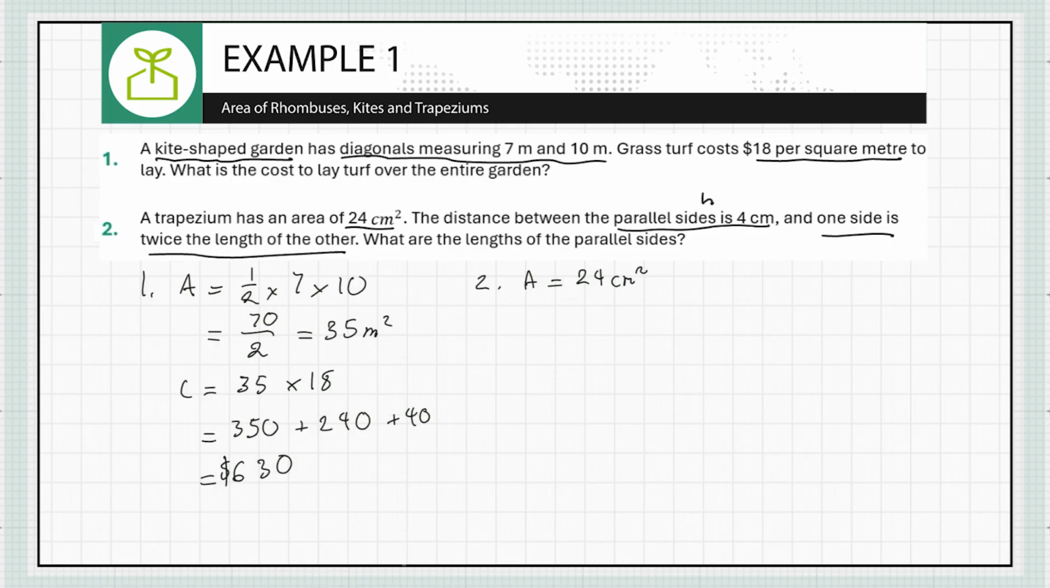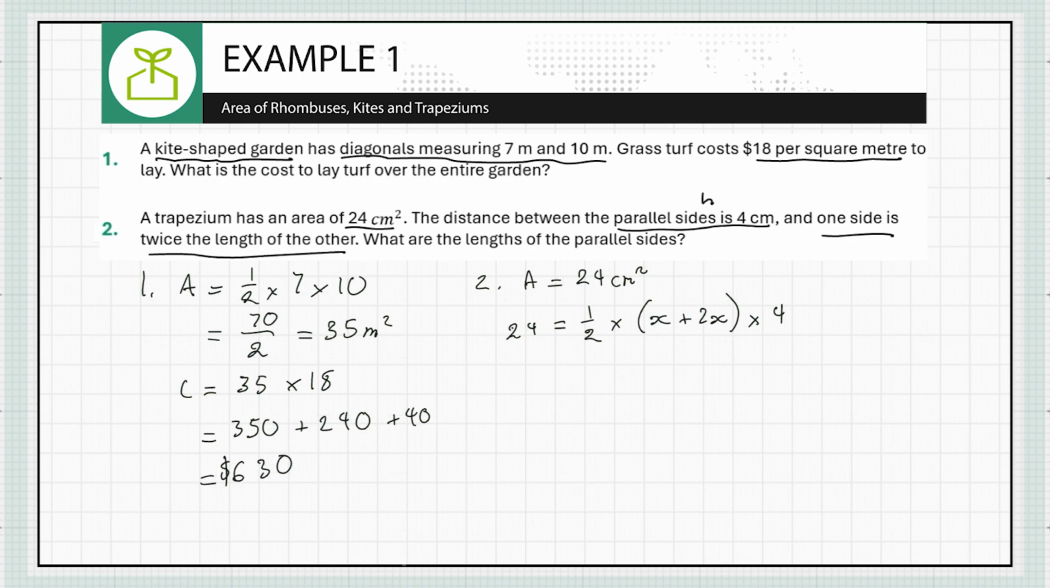So in order to solve this question, we have to use a little bit of algebra. So instead of solving for the area, we're solving for the length of the parallel sides. So 24, instead of area, is going to be equal to 1 over 2 times x plus 2x, because we have one unknown length, and then we have another unknown length which is twice the length of that initial one, and then we're multiplying that by our height, so that's going to be 4.